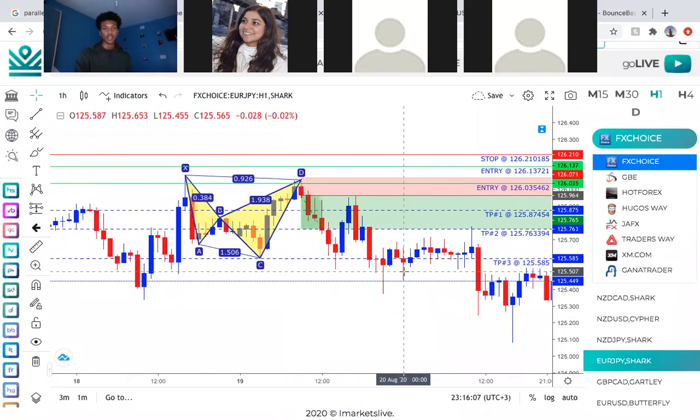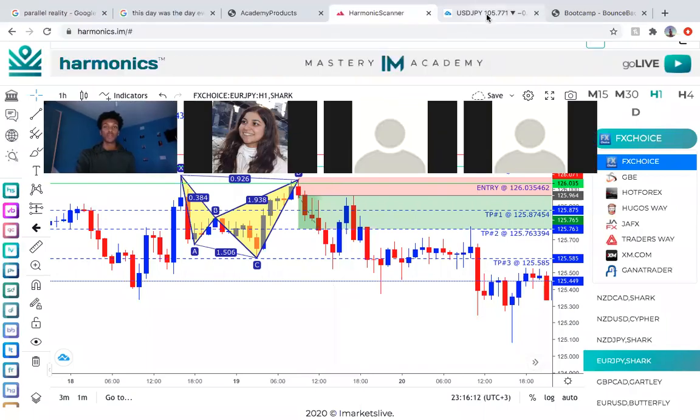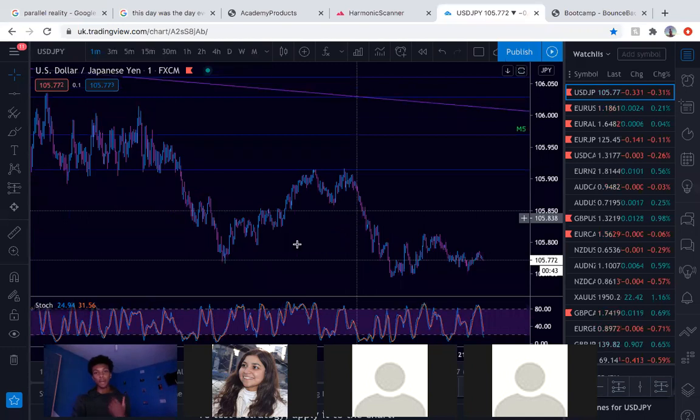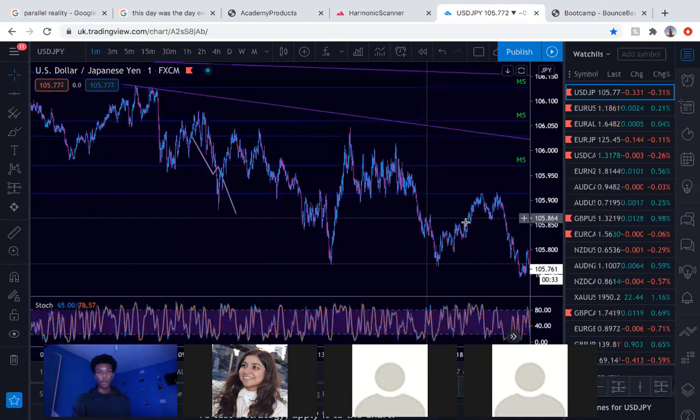Now, when it comes down to going to the lower time frames, the first thing to understand is market structure. Just basic market structure. The market goes high, then it goes low, then lower high, lower low, lower high, lower low, lower high, lower low in a downtrend. What do I mean by that?